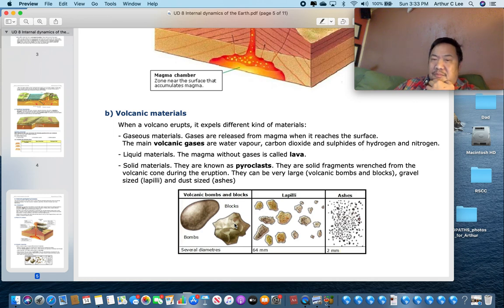And these explosions shoot these bombs and blocks out in all directions. Obviously, if you're close to the eruption site, get hit by one of these, you'll get killed. Your vehicle will be destroyed. Your house will be destroyed.